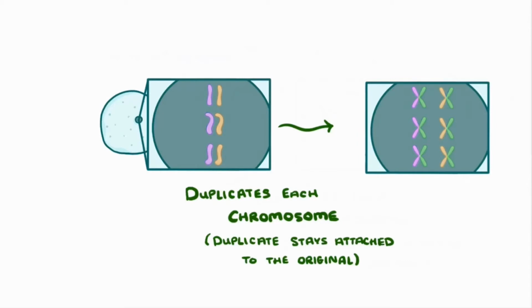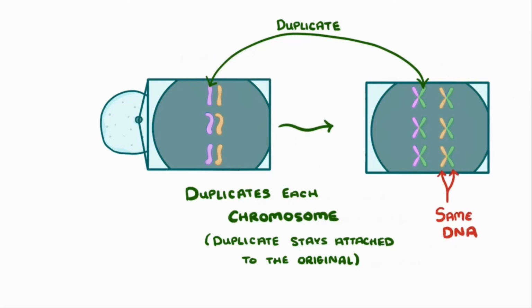Notice that each chromosome is coloured half green. This is to highlight the fact that the right half of each chromosome is a duplicate of the left half that we started with. You might sometimes hear each half referred to as an arm. The result is that the DNA on the right arm of each X-shaped chromosome is the same as the DNA on the left arm of that chromosome.